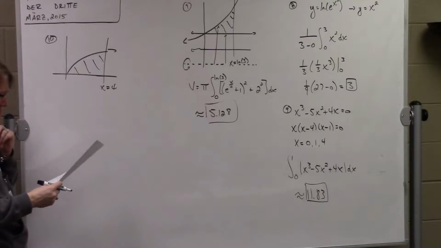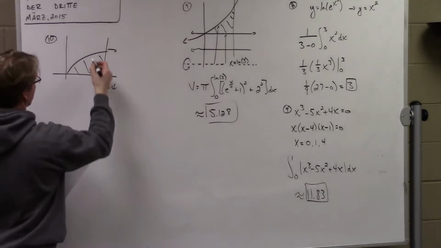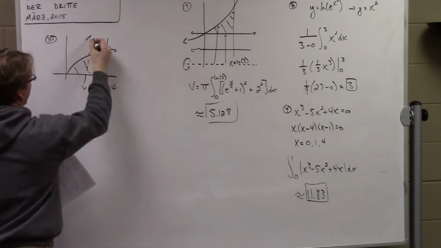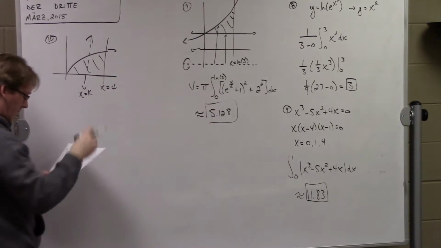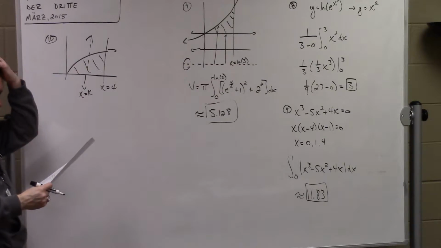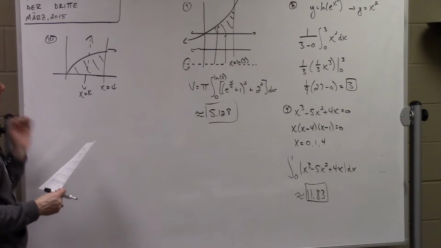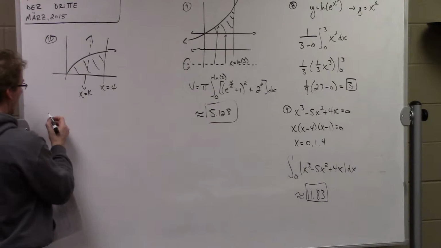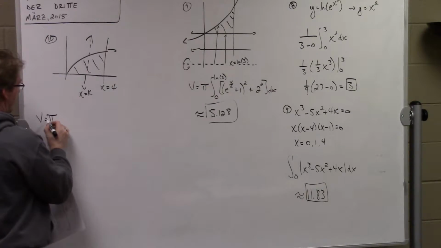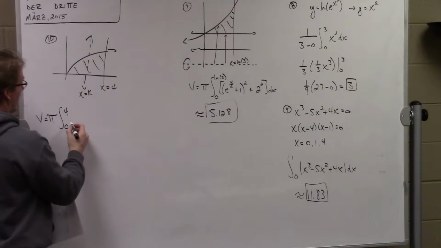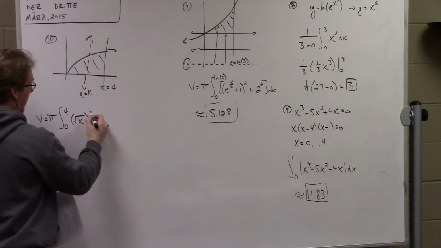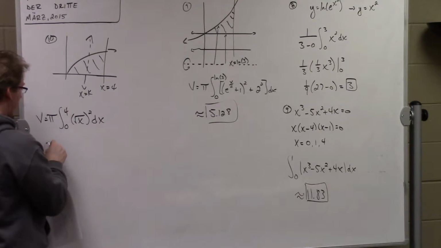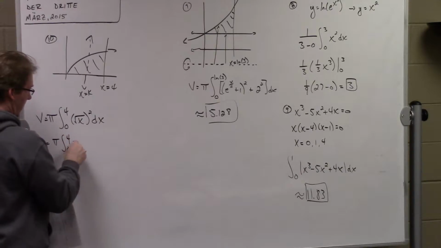Ooh, but then they say, if a plane perpendicular to the x-axis at the point x equals k divides the solid into parts of equal volume. Sweet. So the first thing I need to do is figure out what the whole volume is. It's a disk, so the volume is going to be pi from 0 to 4 of r squared, square root of x squared. That's lovely. 0 to 4 of just good old x.